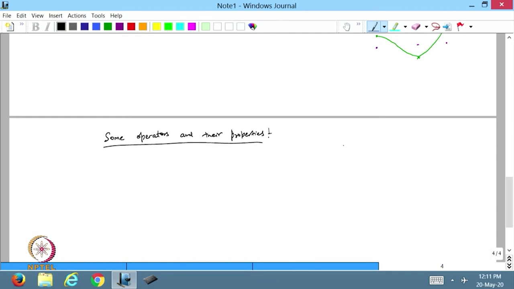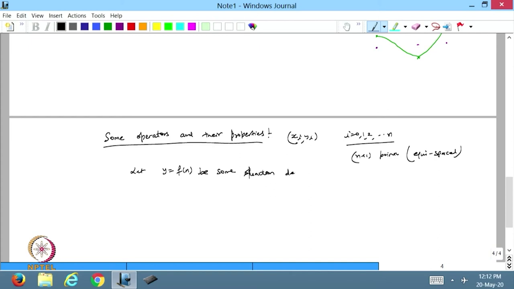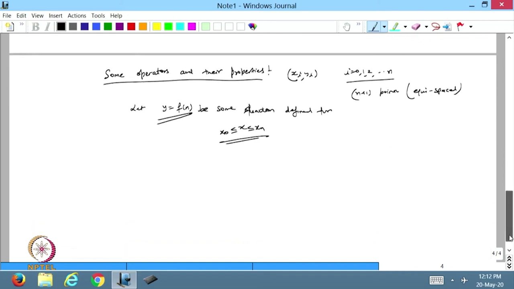The only thing we have to keep in mind is that we have data. This data is given to me as x i and y i, and i is moving from 0, 1, 2 up to n. So this is n plus 1 points. And I am also considering that this is equispaced. Now let y is equal to f x be some function defined for all x lying between x 0 to x n. So suppose the given points are given to me and I approximate a function y is equal to f x which is passing through all these points, and then it is also true for all x between x 0 to x n.